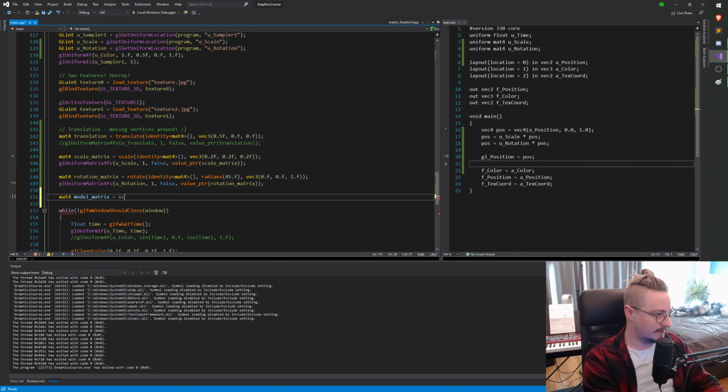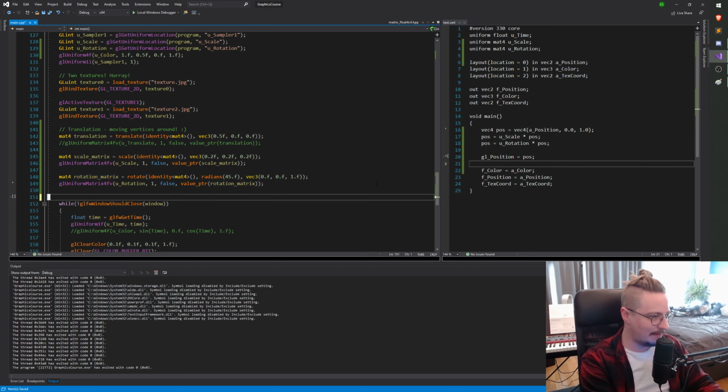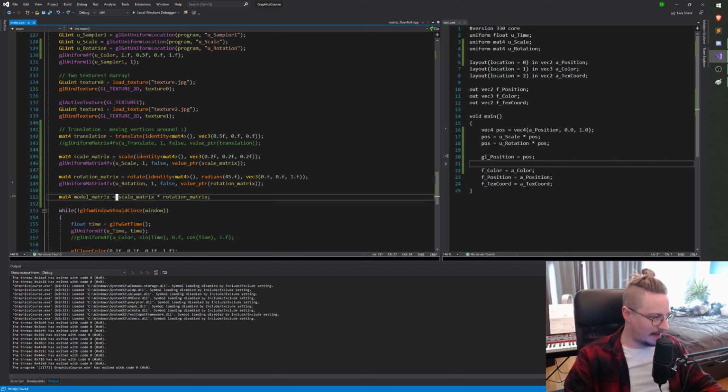And I can just do scale matrix times rotation matrix. So if I multiply two matrices together, I am combining their transforms together. It's a little bit more nuanced than that, but for now, let's just think about it as combining. Okay, I'm combining scale with rotation. So now if I upload this model matrix, it should do the same thing as me just multiplying the two matrices individually like this.